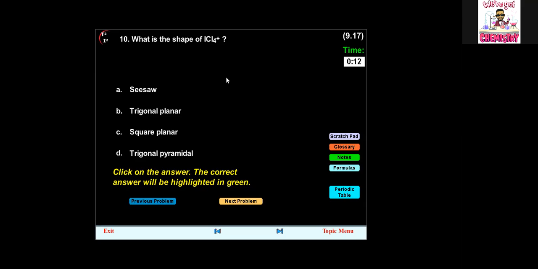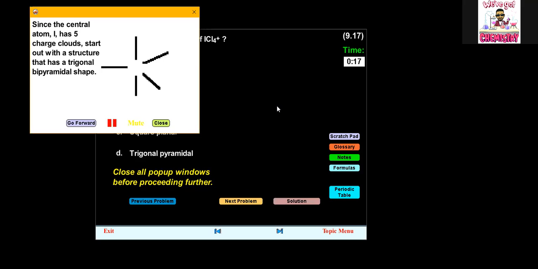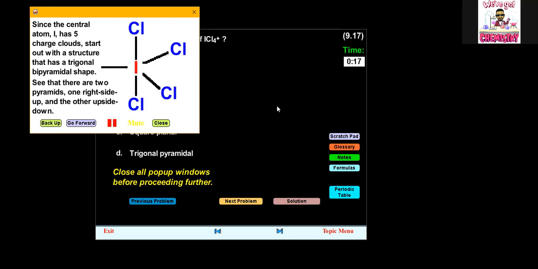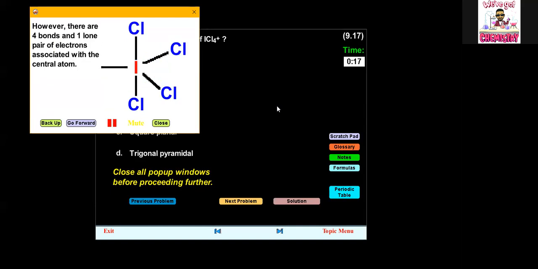What is the shape of ICl4+? Since the central atom iodine has 5 charge clouds, start out with a structure that has a trigonal bipyramidal shape. See that there are 2 pyramids, one right side up and the other upside down. However, there are 4 bonds and one lone pair of electrons associated with the central atom.